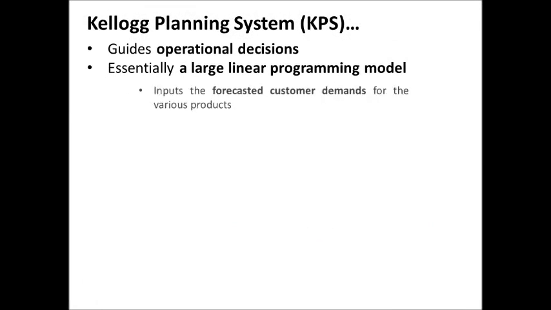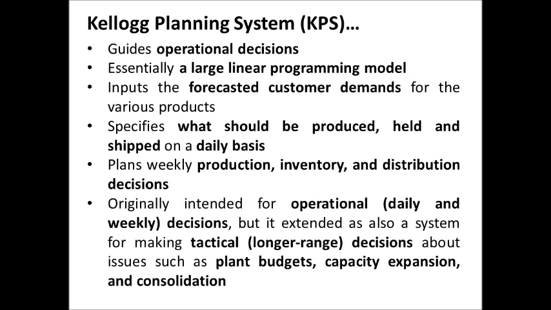So the Kellogg Planning System guides operational decisions. It is essentially a large linear programming model that forecasts customer demand and specifies what should be produced, held, and shipped on a daily basis. It plans weekly production, inventory, and distribution decisions. It was originally intended for daily and weekly operational needs, but was extended to a system for making tactical and long-range decisions about plant budgeting, capacity expansion, and consolidation, with added global optimization in developing KPS.